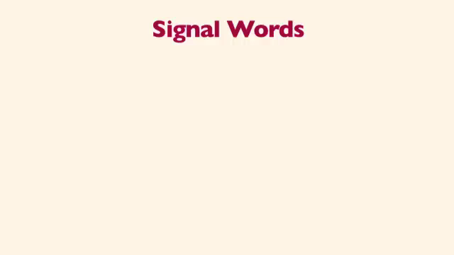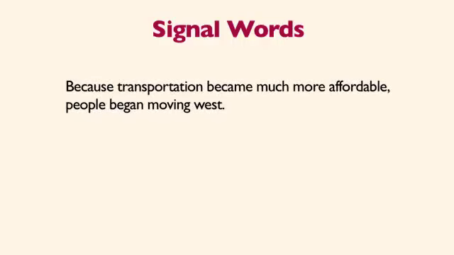Words like because: Because transportation became much more affordable, people began moving west. I would point out to students that the sentence is beginning with because, that it has two parts, and it's actually separated by a comma. This is a reoccurring pattern that's pretty easy for students to pick out once they notice it.